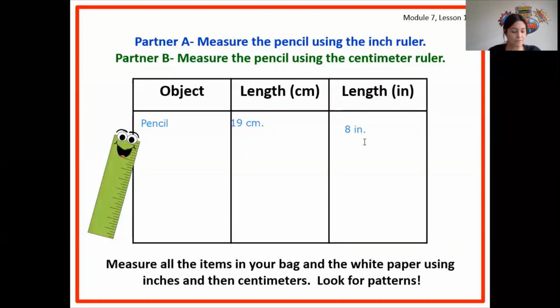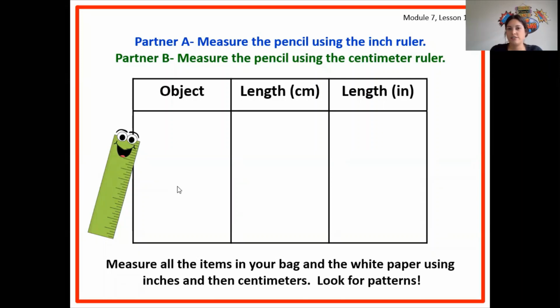Okay? Now that we've done that, let's go ahead and get this here. And so I want you to look at yours. Did you notice a difference? Centimeters will always be more than inches because centimeters is a smaller unit. So you'll always need more centimeters than inches because centimeters are small.